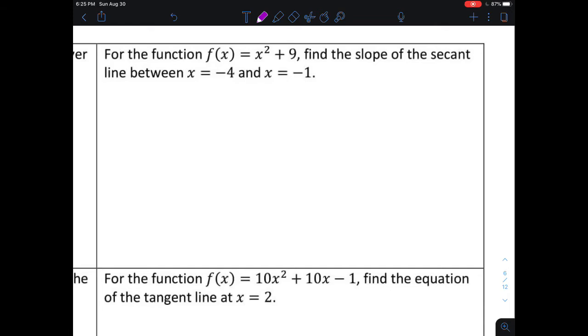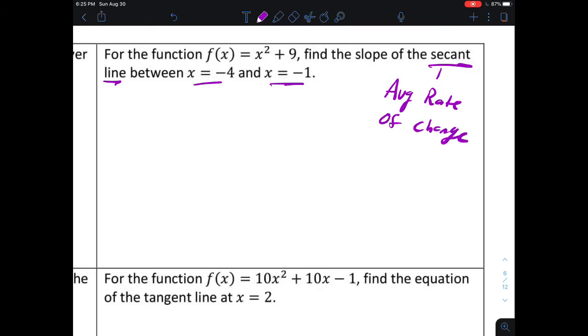Now, for the function f of x is equal to x squared plus 9, we want to find the slope of the secant line between x equals -4 and x equals -1. Well, the slope of the secant line is the average rate of change.